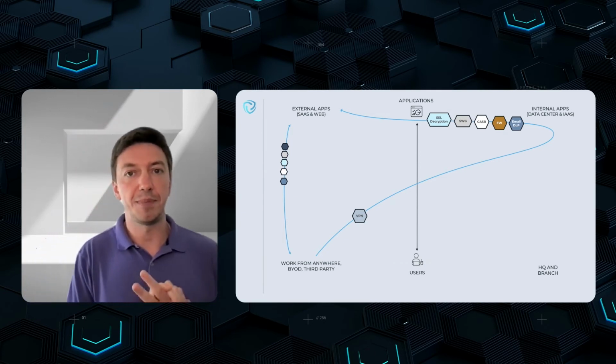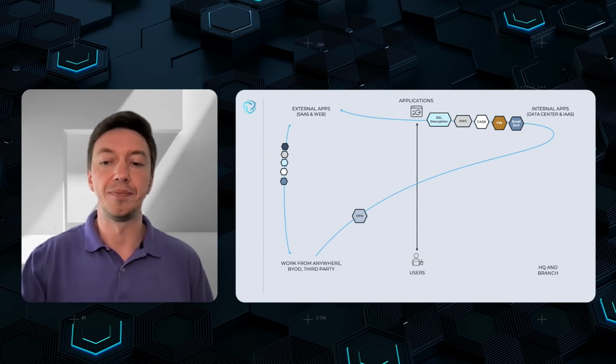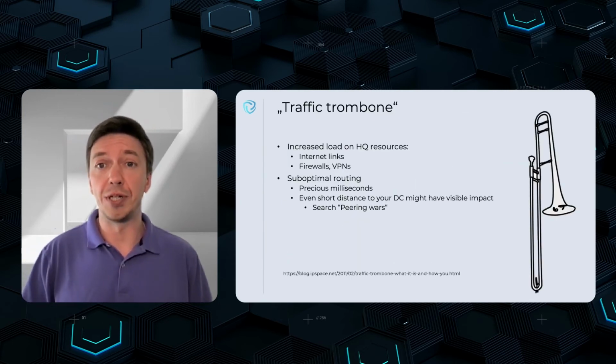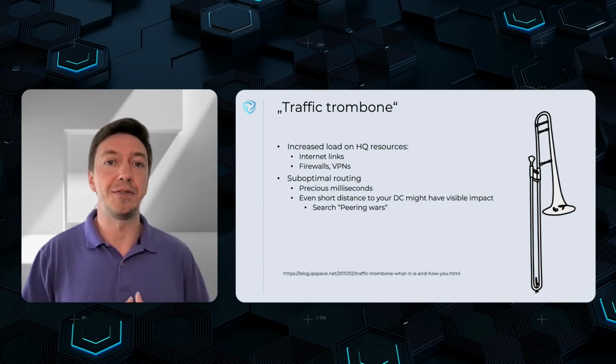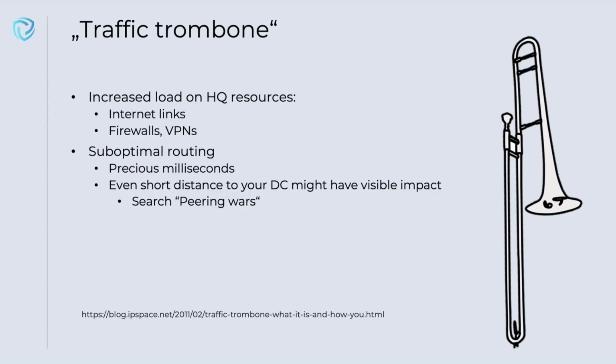And to an extent, I would agree. However, there are a couple of specific things that sometimes companies do not keep in mind when they design this kind of traffic flow. Those of us who work in networking know that this is called traffic trombone, a situation where your traffic makes a specific shape. And it results not only in increased load on headquarter resources, such as internet links and firewalls and VPNs. And you don't want to have increased load on your VPN, really, because a lot of us had this experience last year when all of a sudden we had to go remote. We don't want this to happen anymore.